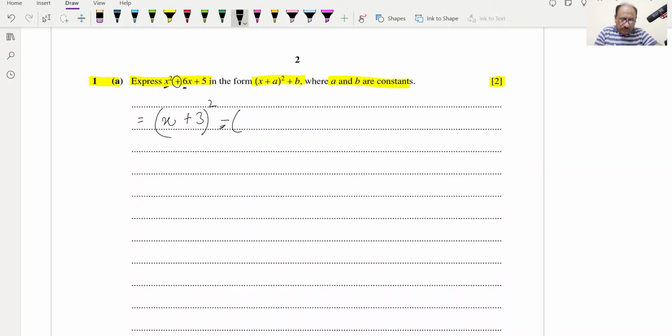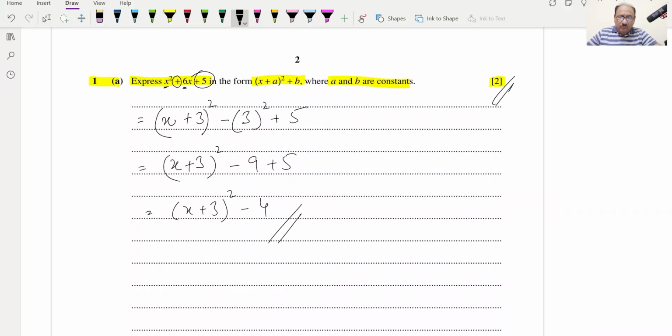This sign is always minus, and this will be 3 squared, and plus the tail portion, which is 5. We can rewrite it as (x plus 3) squared minus 9 plus 5, and finally we can write the answer as (x plus 3) squared minus 4. This will be our final answer for 2 marks.